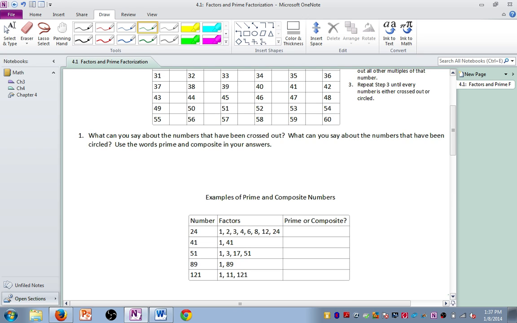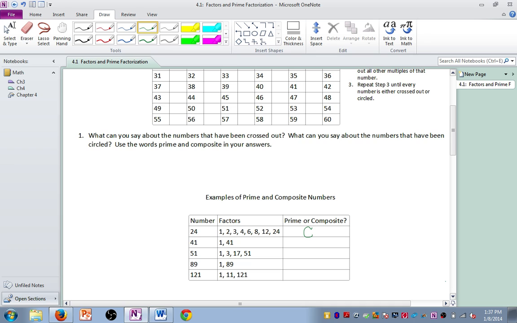With examples of prime and composite numbers in this chart, let's take a look at number 24. And I tell you that the factors of number 24 are 1, 2, 3, 4, 6, 8, 12, and 24. Because this number has more than two factors, that makes this number a composite number.